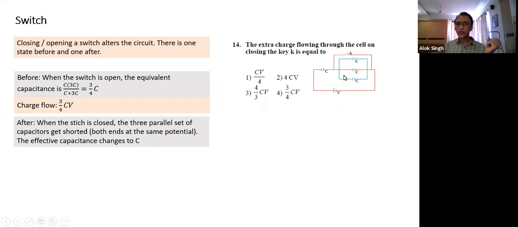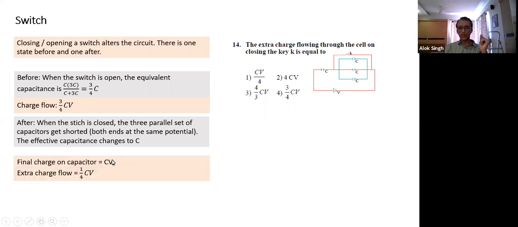If these three are not there, there's only one capacitance C, and this is the circuit. This part goes out of the circuit along the blue line. If all three are gone, only one capacitance is left. The capacitance changes to C, so the final charge on the capacitor becomes CV. Initial charge was 3 by 4 CV, final charge becomes CV. So how much extra charge has flown after we close the switch? Extra charge flown is CV by 4. So in all switch questions, there are two circuits, one before and one after, and with both circuits we get our answer.